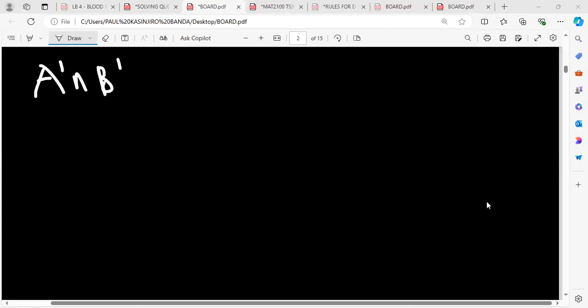Okay, disable annotations. Okay, that's better. So now I want to find the elements that are in here. As usual, we first have to know the elements that are in the A complement.